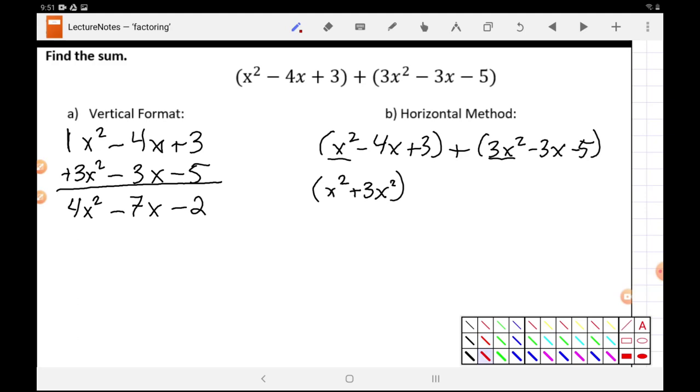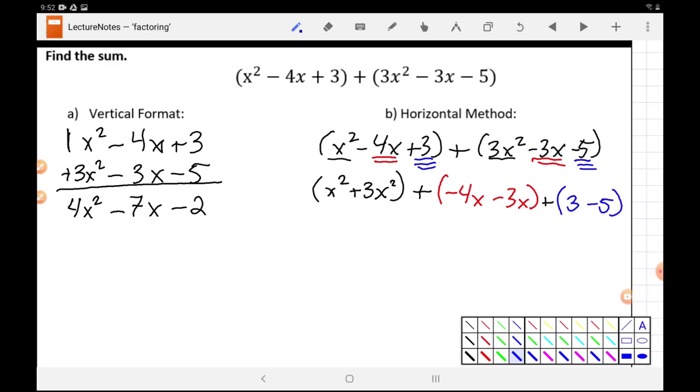Then I'll look at some other terms here. So now we got that one. So now let's take the negative 4x and then negative 3x. So I'm going to add those together. Let me do those. So I have a negative 4x, subtract a 3x. All right. And then lastly, what else do we have in this problem? We also have a positive 3 and a negative 5. So I'm going to take those ones together. So the 3, subtract 5, and there we go. So that would be the horizontal method.